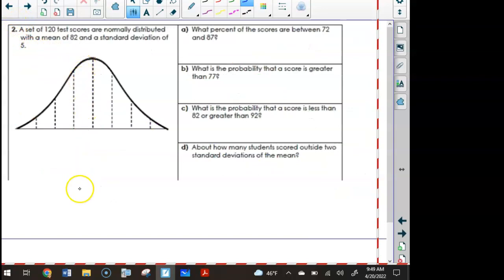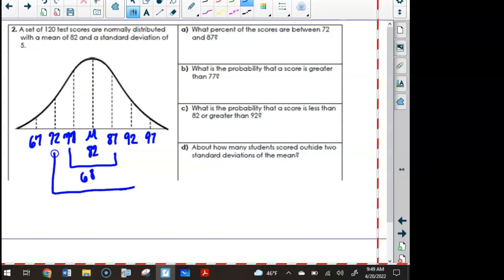All right, let's try number 2. Can you go through and label these? A set of 120 test scores are normally distributed with the mean, which goes here, of 82. Oh, and a standard deviation of 5. I think I can add 5s. So we add 5s going up, and we subtract 5s going down. Okay, so this is 1 standard deviation either way, or 68%, 95%, 99.7, or you could do the 34, 13.5, 2.35.